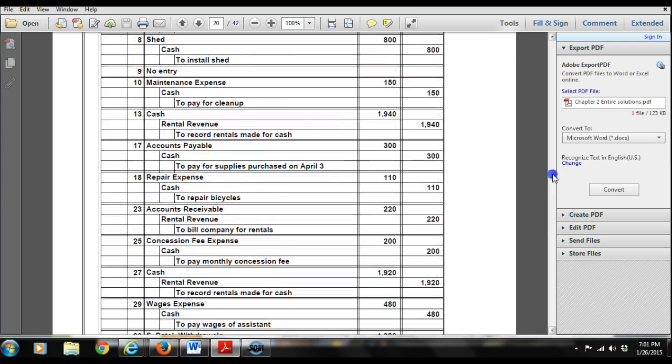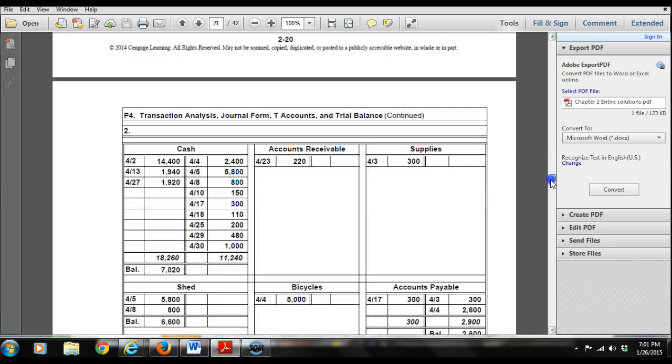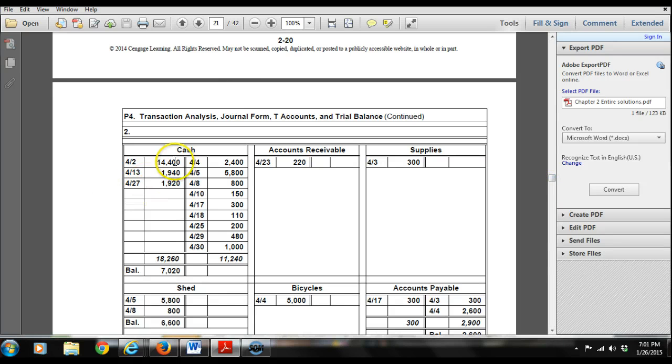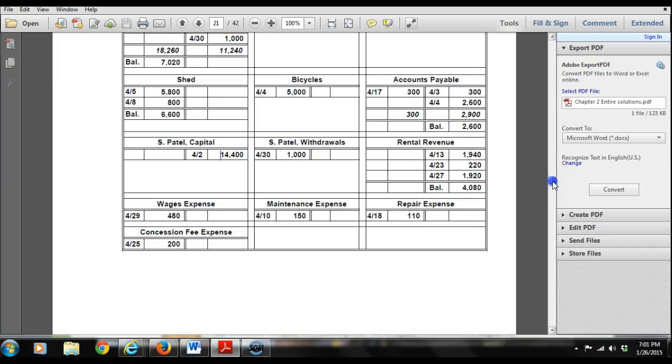Next, we have cash, a debit of $19.40, rental revenue, a credit of $19.40. You'll see here on April 13th a debit for $19.40, and you'll also see a rental revenue April 13th credit for $19.40.